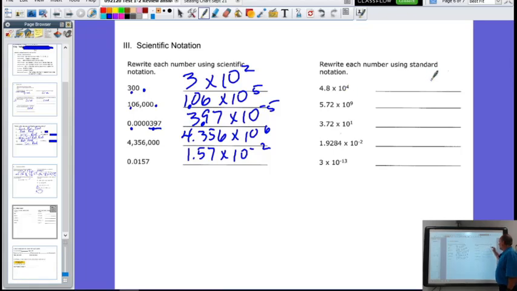So in this one right here, I'm going to come over here and we'll write 4, 8. And I need to move that decimal 4 places. So that's 1, 2, 3, 4. So I move it 1 place around the 8. So that means I've got to add 3 zeros. So we end up with 48,000.